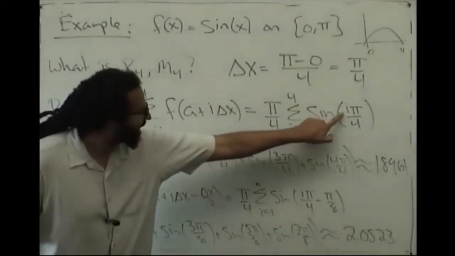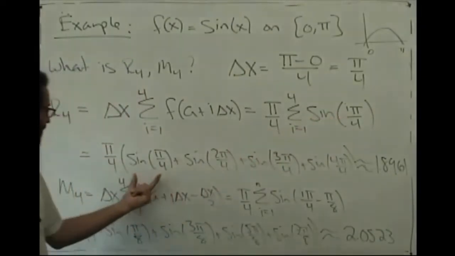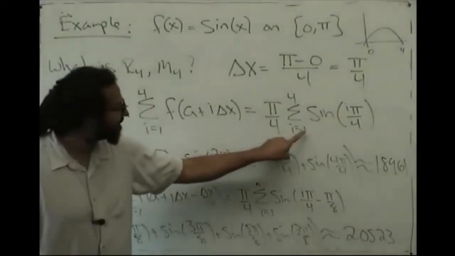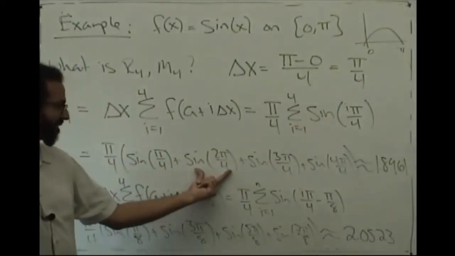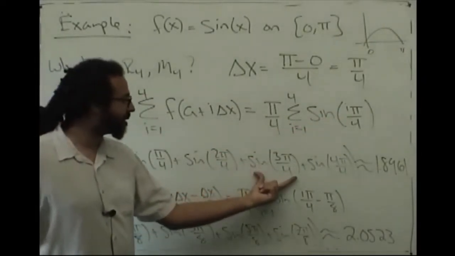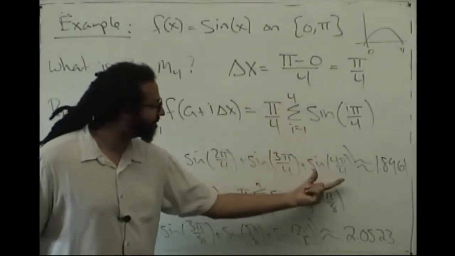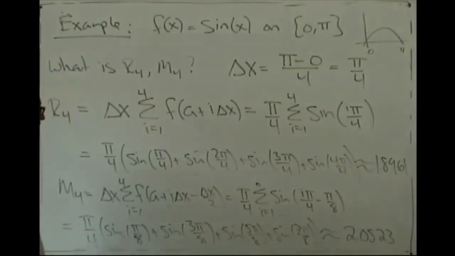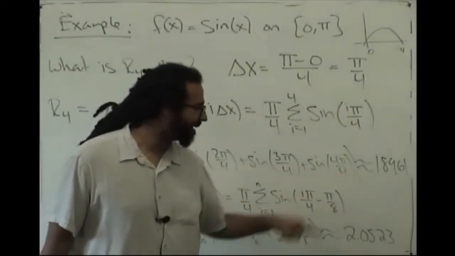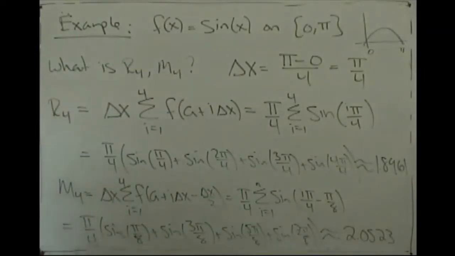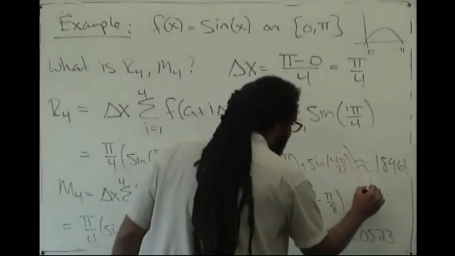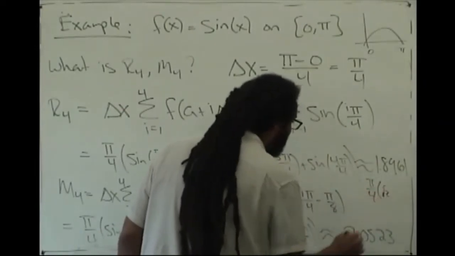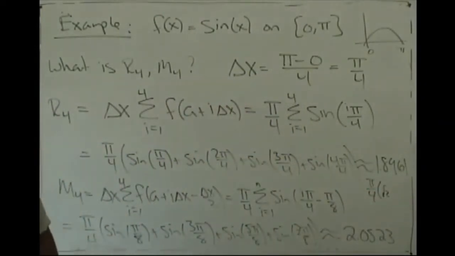And now the first thing I get is the sine of 1 pi over 4, that's sine of pi over 4. And then the sine of 2 pi over 4, or the sine of pi over 2, plus the sine of 3 pi over 4, plus the sine of 4 pi over 4. So you can work all this out with a calculator, and when you do, you get 1.8961. And actually, I think the exact answer is pi over 4 times (root 2 plus 1).